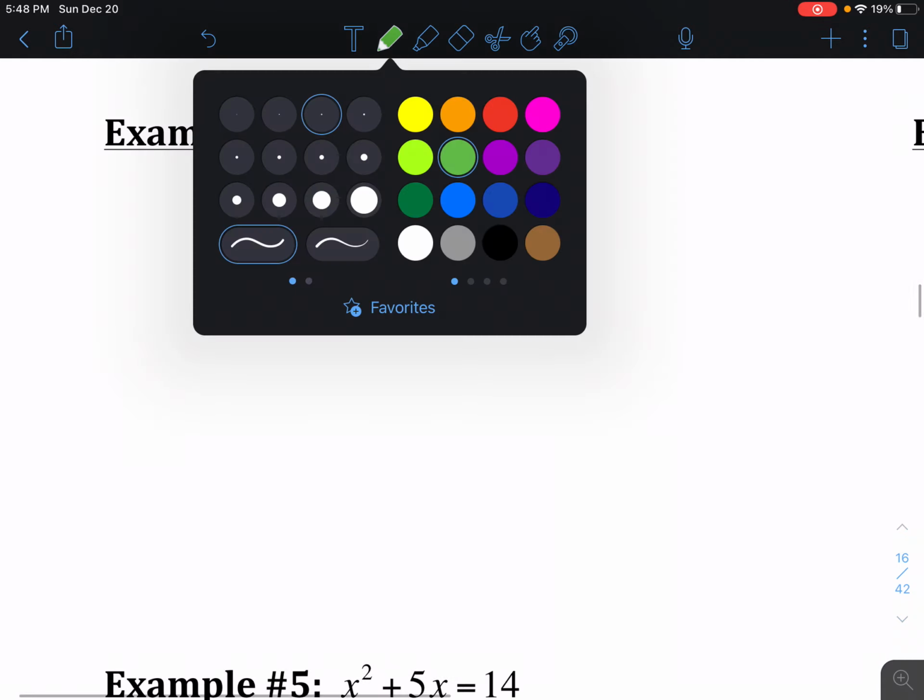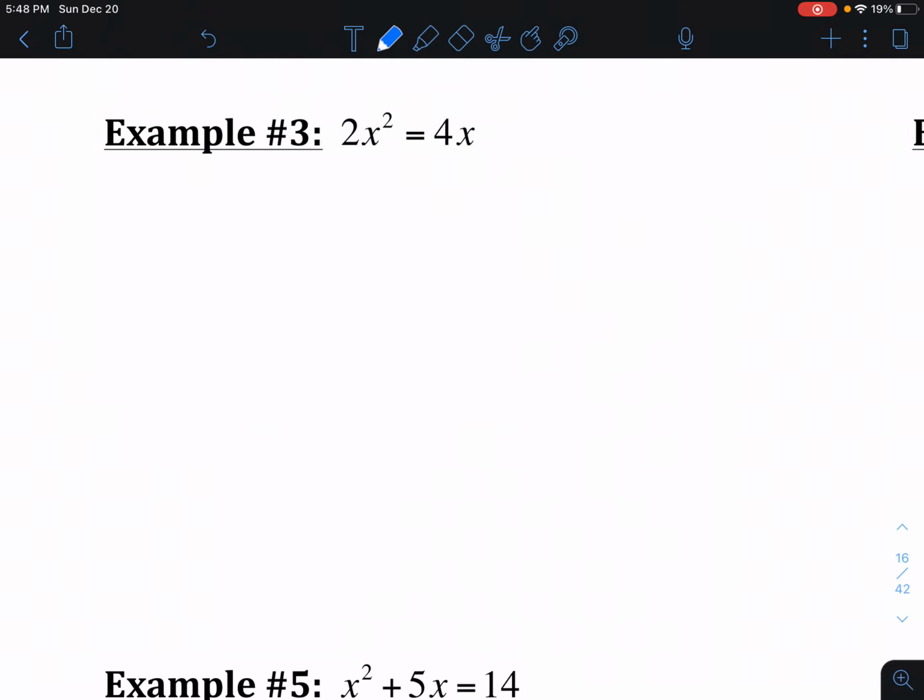Example 3, we do not have it set equal to 0, so I need to take care of that first. Step 1, I need to subtract 4x. And then I check, do I have a GCF here? Yes, I do. I have a GCF of 2. Between 2 and 4 is 2. And then they both have x's. Remember, you go with the smallest one. So that would be x.